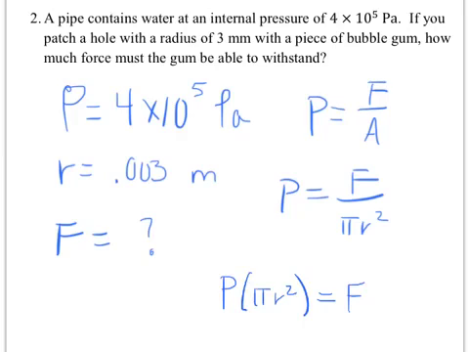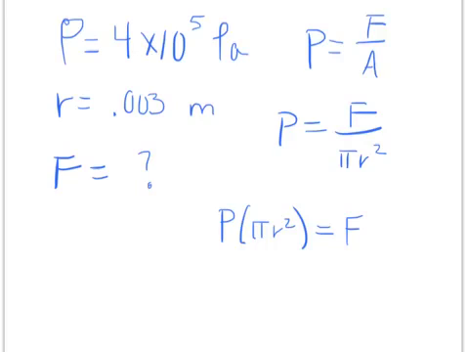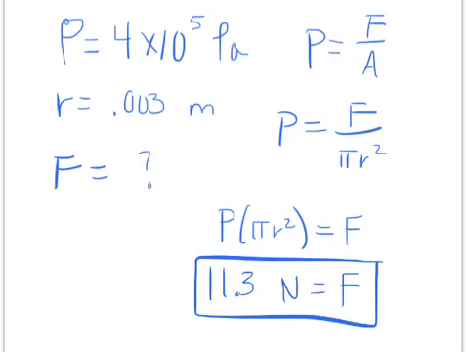Would you want us to get the answer exactly or rounded? Nearest tenth, I would always say. Can we use pi to give an exact answer? Should you leave it in terms of pi? No. Give a number. Don't leave it in terms of pi. And you get 11.3. Good. So the force that the bubble gum has to withstand is 11.3 newtons.